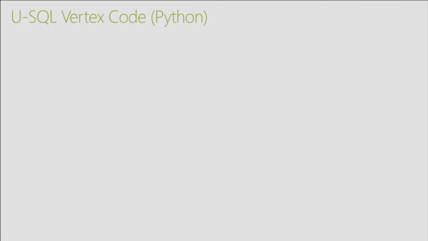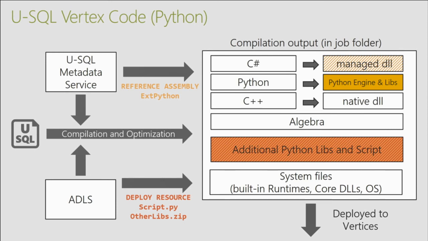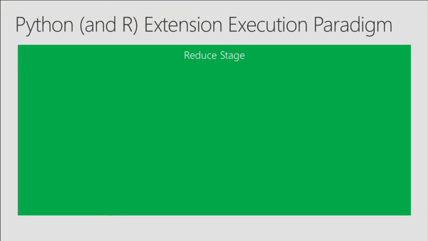I'm skipping over that. Now the vertex execution path, the vertex code generation, looks very similar. I compile my U-SQL, I reference my extension Python library, which is a .NET library that we provide, and then you can deploy your resources for scripts, for other libraries, etc. as well. And then instead of just running C# and the C++ runtime, we are also running a Python runtime inside the vertex, and we do the marshalling. So let me show you that.